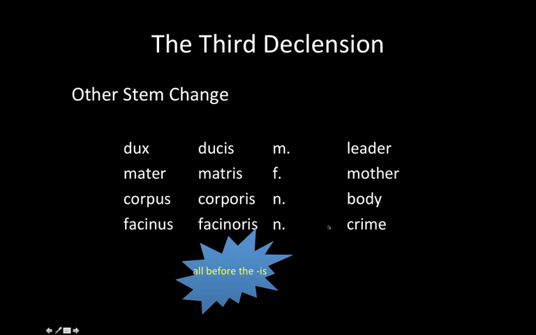Now, there are other nouns that do stem changes. Take a look at dux, ducis, mater, matris, corpus, corporis, facinus, facinoris. That stem change before the -is is what we're looking at. That's going to indicate if we need to change the form of the word before we decline it.